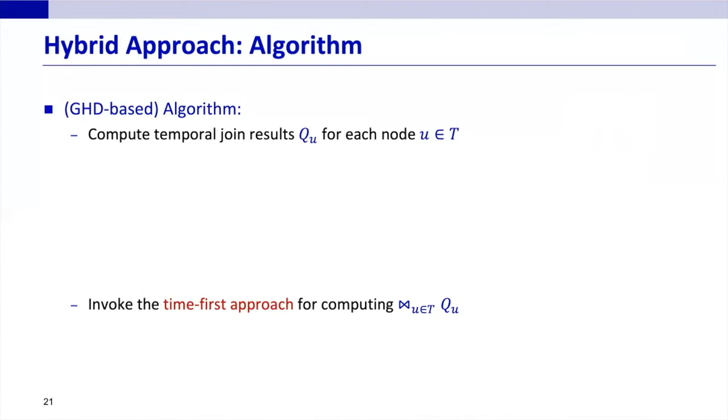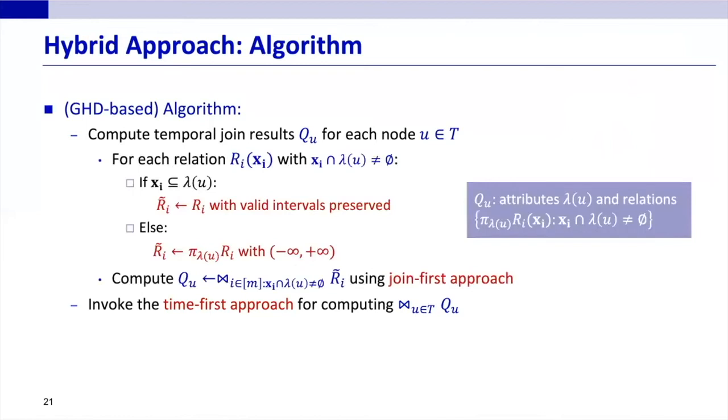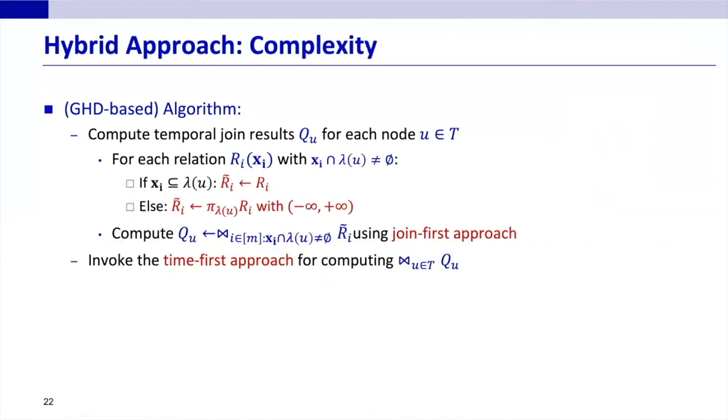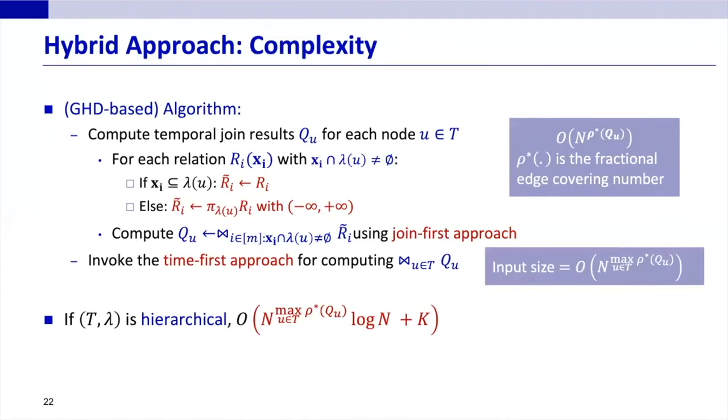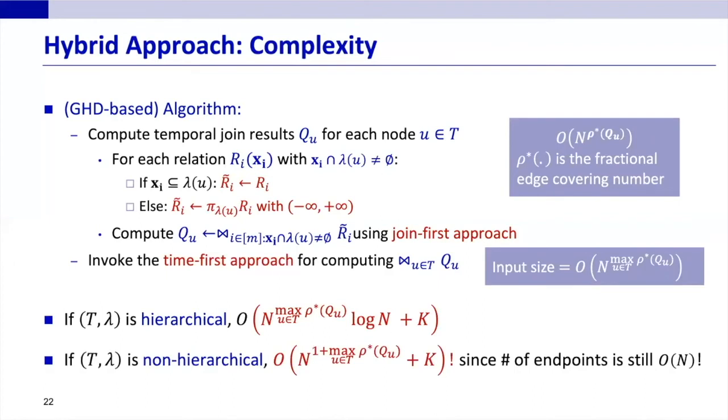We next come to the complexity of this hybrid approach. Each node in the GHD can be computed in time of the AGM bound, as well as the size of the join result materialized for this node. And in the last step, if the GHD is hierarchical, we can achieve a linear formula in this form. Otherwise, we get an extra factor of n in the complexity.